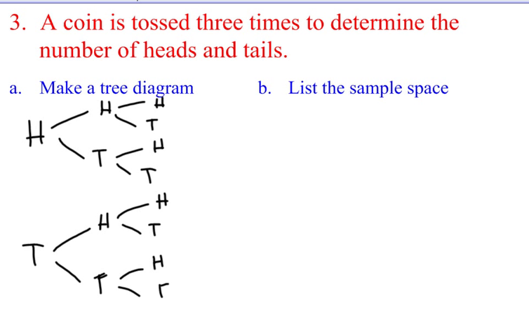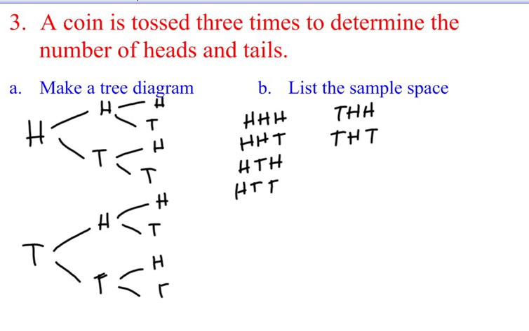So let's list our sample space here. I'd go heads, heads, heads, heads, heads, tail, heads, tail, head, heads, tail, tail. Then my tails. Tail, head, head, tail, head, tail, tail, tail, head, tail, tail, tail. So I have 8 total options here when I toss 3 coins.